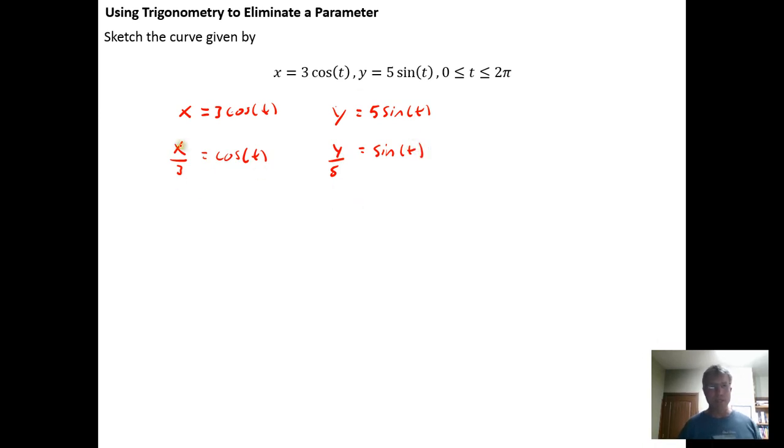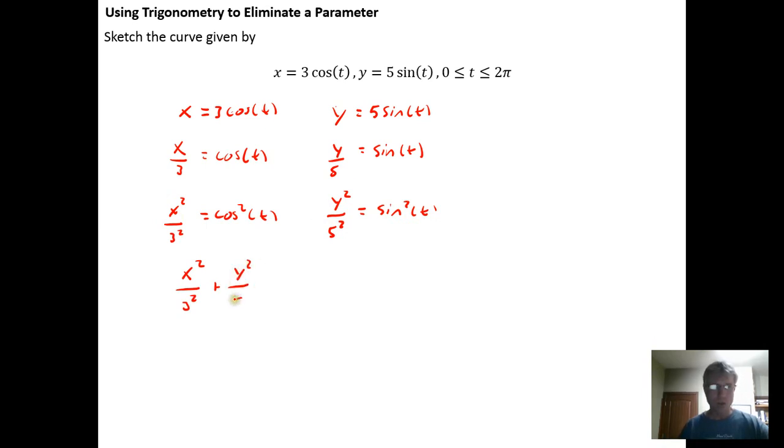And then what we would do next is square both sides. So if we do that, we get x squared over 3 squared equals cosine squared of t. And over here we'd have y squared over 5 squared equals the sine squared of t. And then what we do is add the two equations together. So I add the left-hand side of each of the two equations together. So I do x squared over 3 squared plus y squared over 5 squared equals, and then I'm going to add the trigonometric sides together.